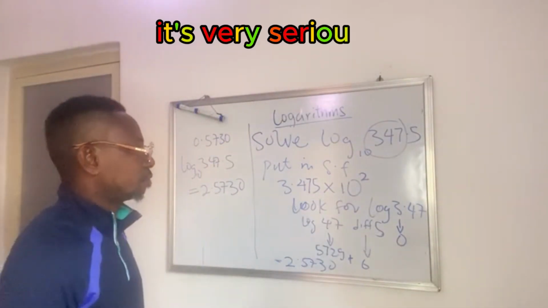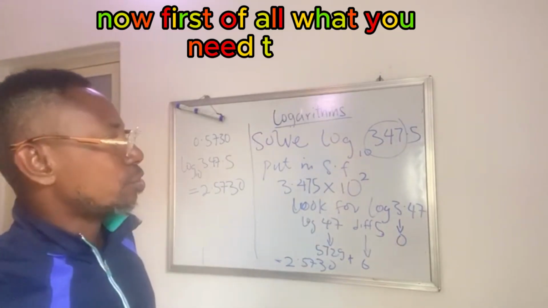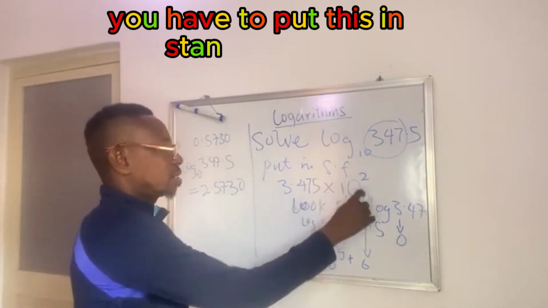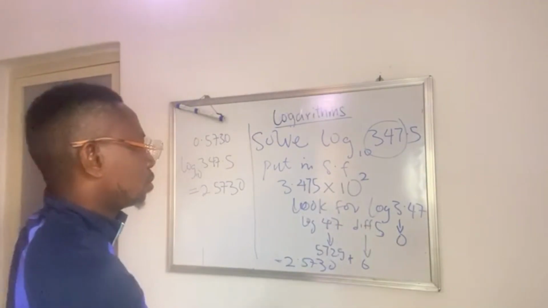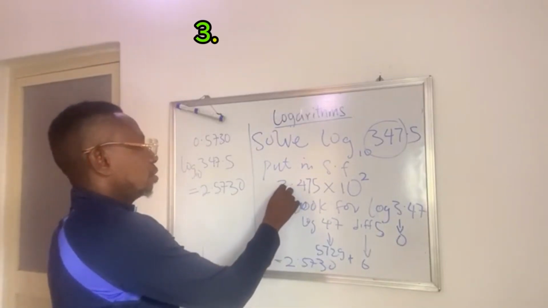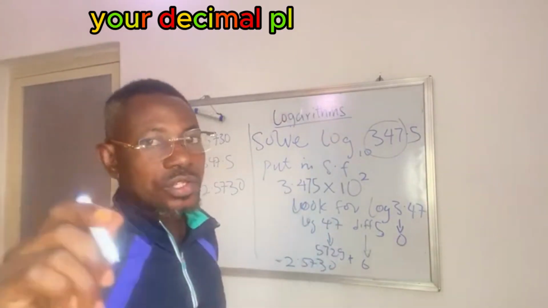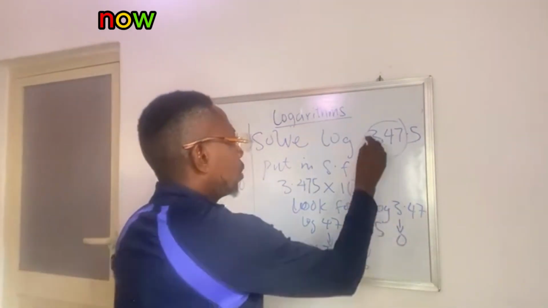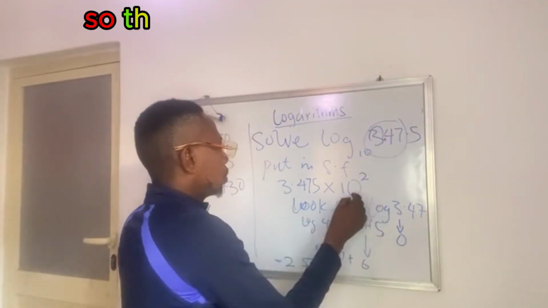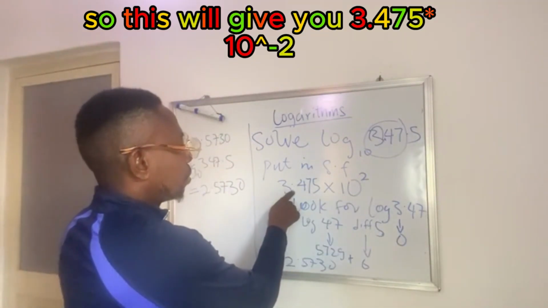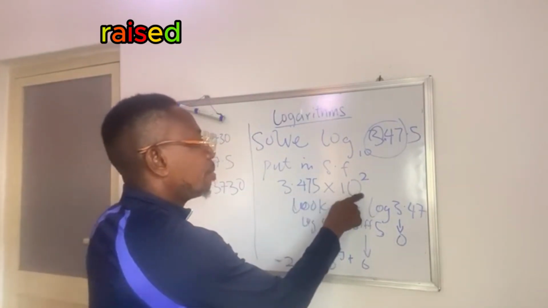It's very serious. First of all, what you need to do, you have to put this in standard form. When you put this in standard form, this will give us 3.475 times 10. I told you that your decimal place comes after the first number. Now your decimal place comes here. So this will give you 3.475 times 10 raised to power minus 2.